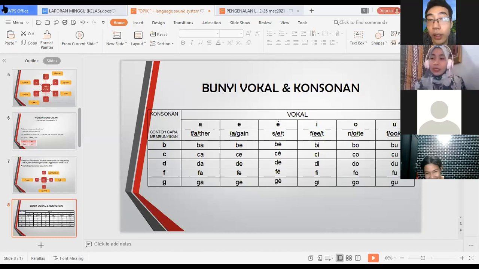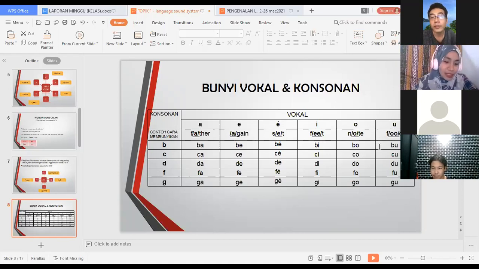Okay, Han Ling Yu, please help me to read the first line. Ba, be, bi. Not bai, bi, like bi, like a teddy bear. Yes, bi. Good. Bo. Yes, very good. Thank you. Terima kasih, Han Ling Yu. When I say terima kasih, what do you have to reply? Sama-sama. Very good.